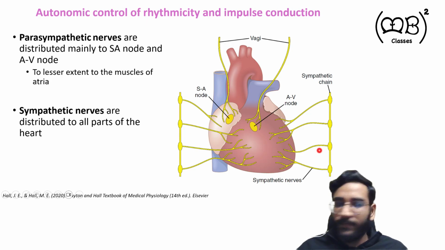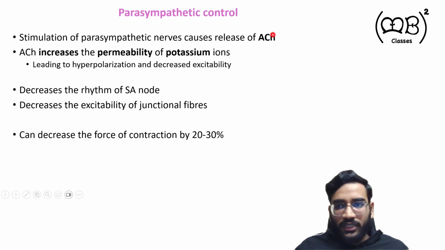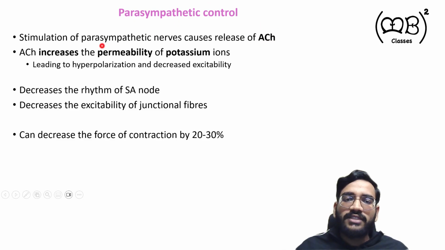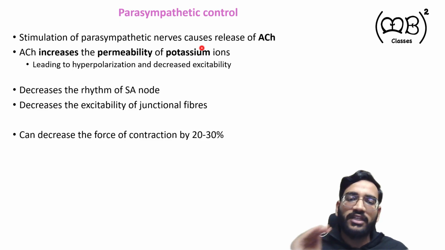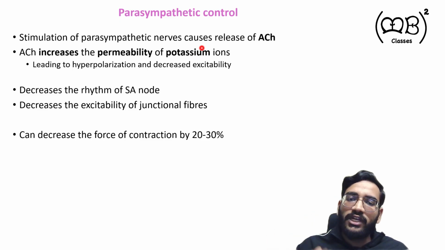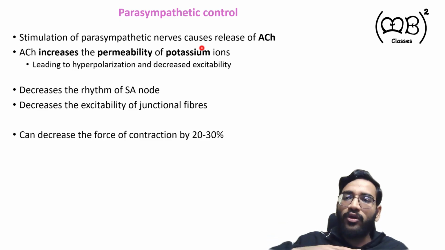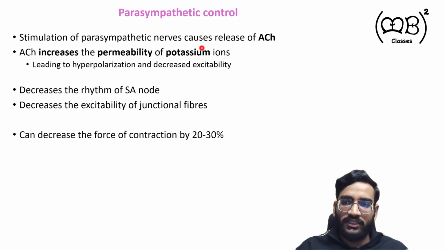Now, if there is parasympathetic stimulation, it will lead to release of acetylcholine. That acetylcholine will increase the permeability of potassium ions. If the permeability of potassium ions increases, what will happen? There will be increased efflux of potassium because of the concentration gradient. Increased efflux of potassium will lead to hyperpolarization, or decreased excitability of the heart. With increased efflux of potassium, the membrane potential will become more negative. If the membrane potential becomes more negative, it is hyperpolarized, and hyperpolarization decreases the excitability.